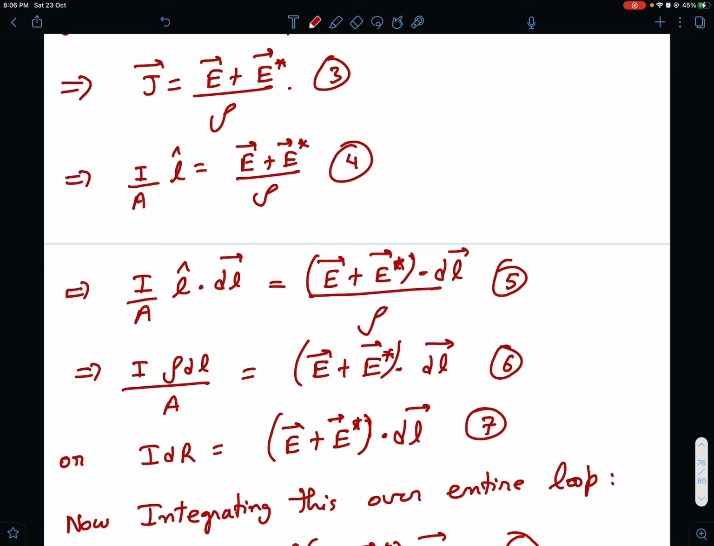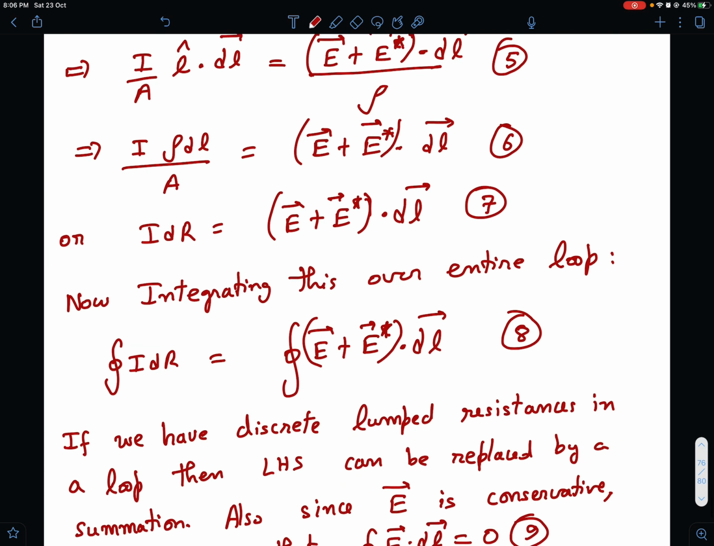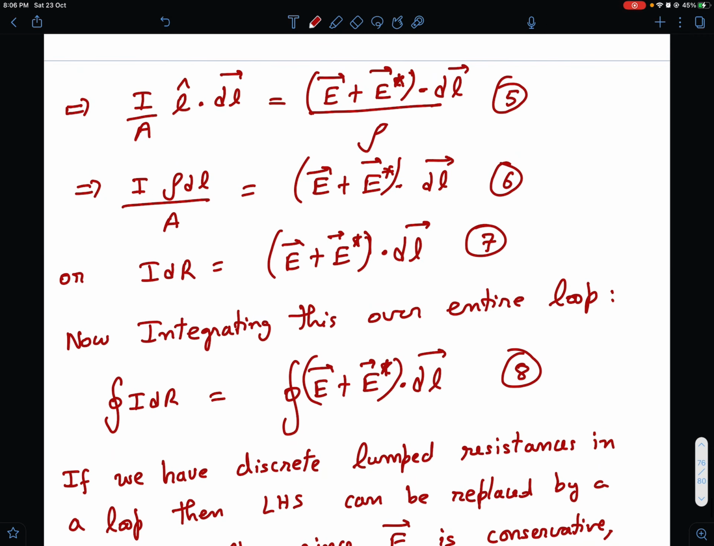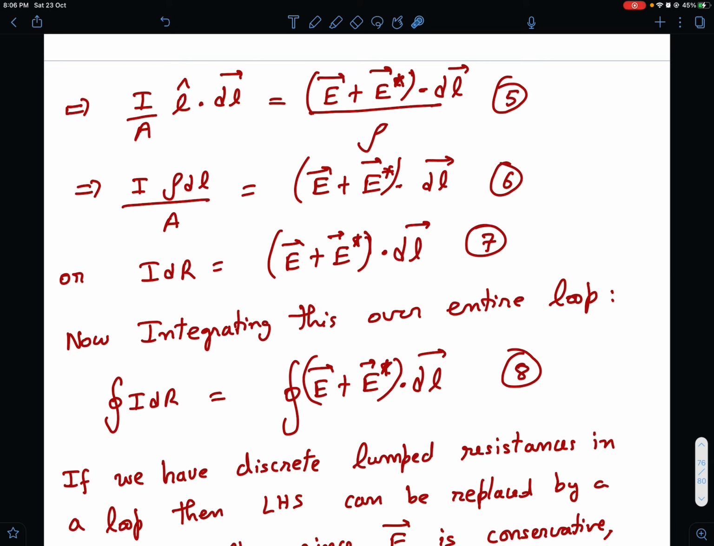And all of us know, what is rho L by A? Rho L by A is nothing but the resistance. So this rho dl by A becomes dR, the small amount of resistance in the small element. So just think of dl as maybe somewhere over here. Let us say this is dl, and this dR is the resistance of this small element. Now I can integrate equation 7 over the entire loop.